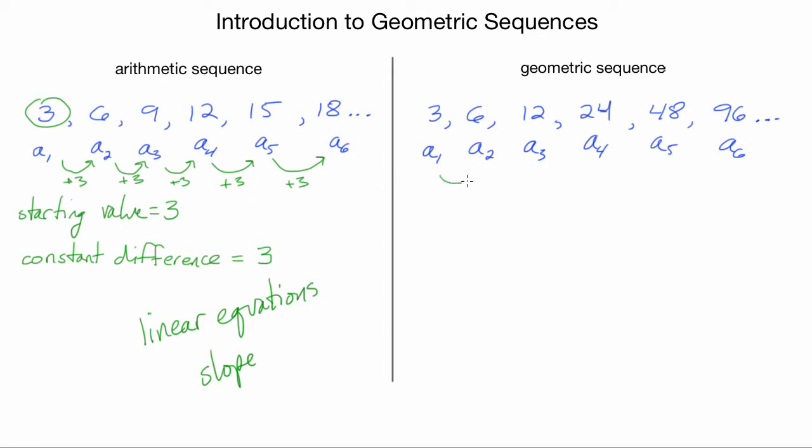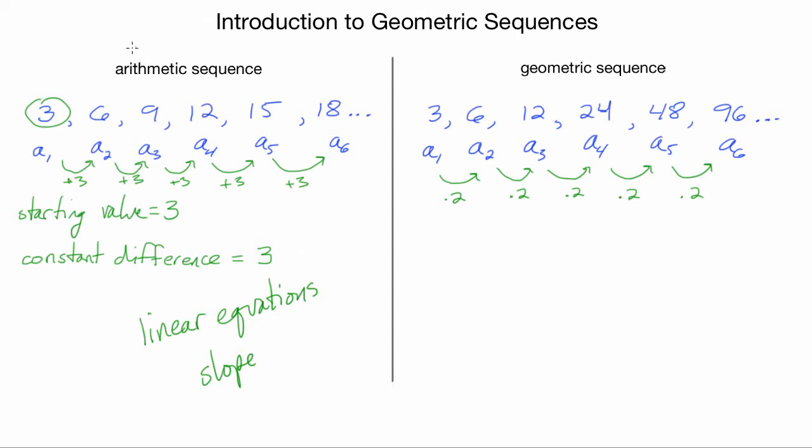You've probably already seen here the pattern to get from one term to the next is not an addition pattern, it's a multiplication pattern. I'm multiplying by 2. 3 times 2 gives me 6. 6 times 2 gives me 12. 12 times 2 gives me 24. 24 times 2 gives me 48. 48 times 2 gives me 96. And the pattern is that we're repeatedly multiplying every time.